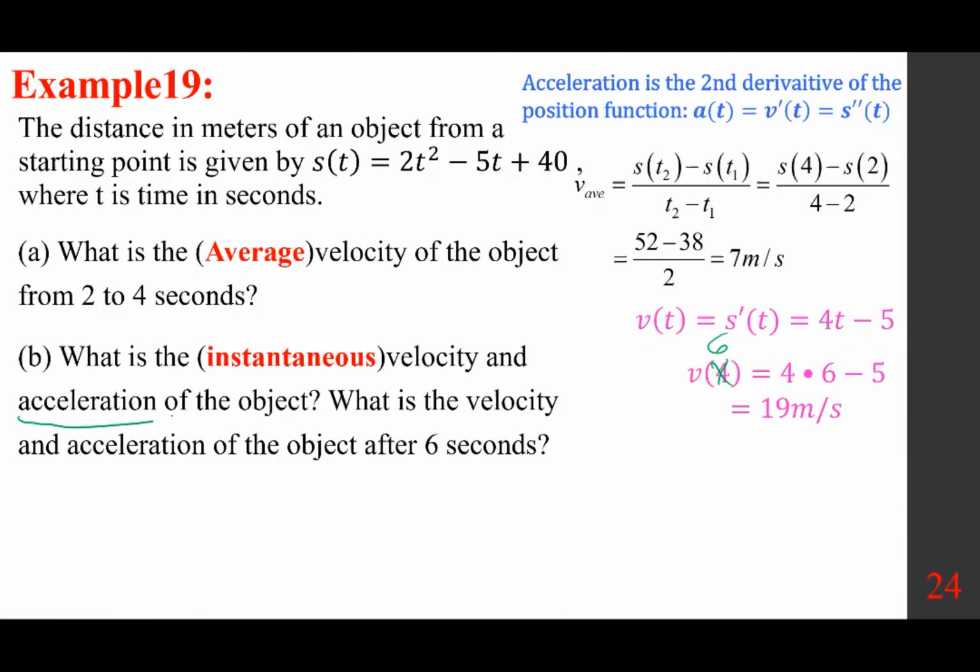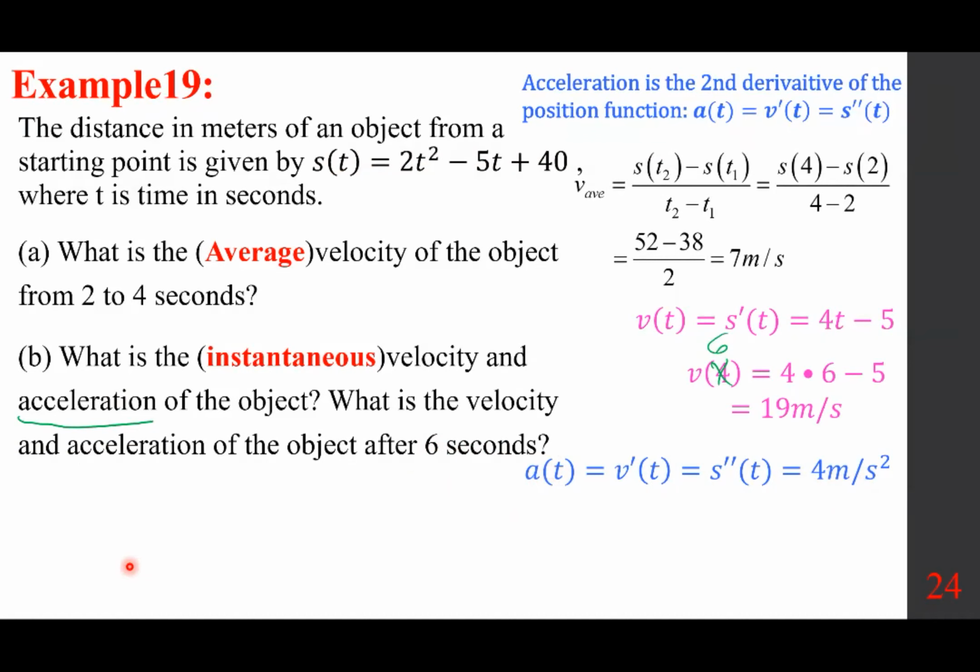Acceleration is the second derivative of the position function. a(t) is v'(t) or s''(t). So when you differentiate these 2 times, we've already done it once here. If we differentiate it again, we simply get 4. 4 is a constant. If it was not, we would have to plug in 6. Then it doesn't make any difference at which point. It'll always be 4 meters per square second.